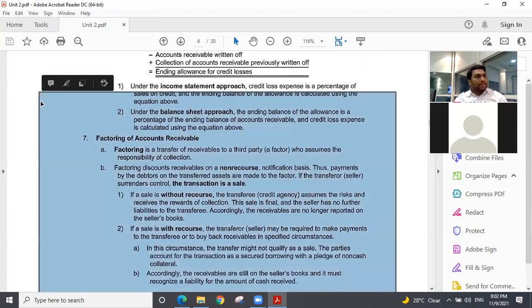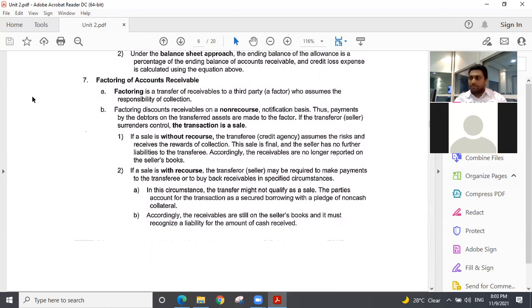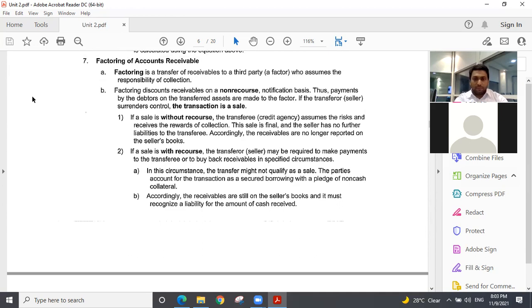Then comes factoring of accounts receivable. Have you heard about factoring? For example, have you ever made your Itaselat or Du bills delayed? You did. So someone called you for collection, and maybe even after you paid, they will call you, right? But because they are not from Itaselat or Du, they are actually collection agents, a collection company. So they are actually factors. They are a third party who is assuming the responsibility of collection.